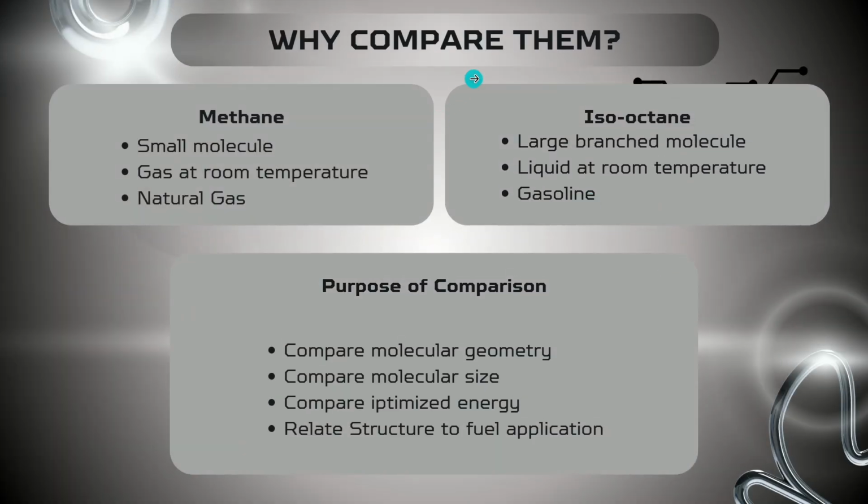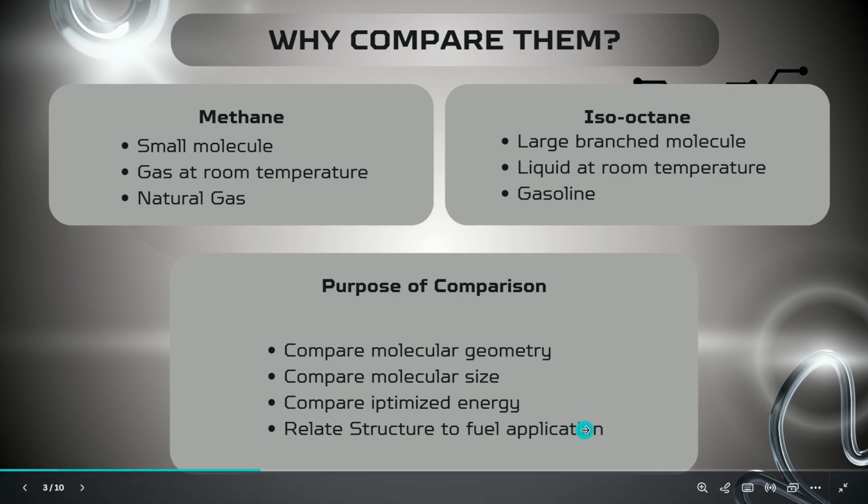So why do we need to compare them? Methane is a small molecule, a gas at room temperature, and is considered natural gas, while iso-octane is a large and branched molecule, which is liquid at room temperature, and its application is in gasoline. The purpose of comparing these two molecules is to compare their molecular geometry, size, and optimized energy, and relate the structure to fuel application.